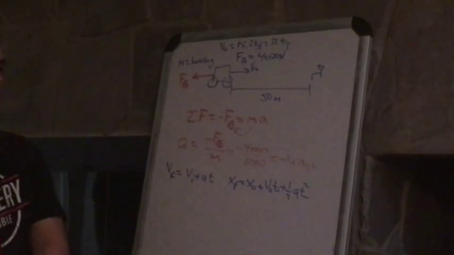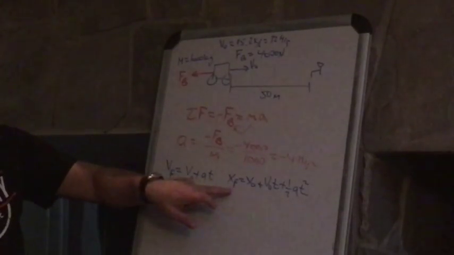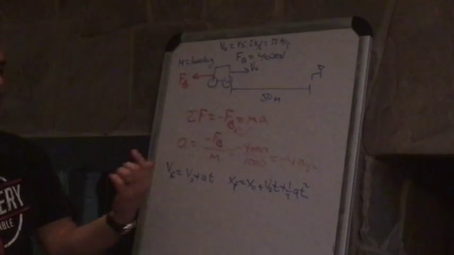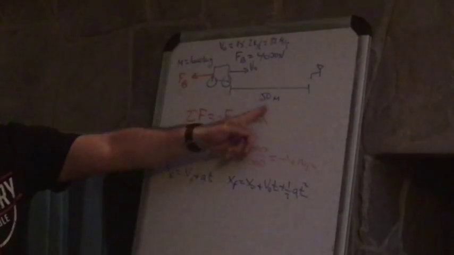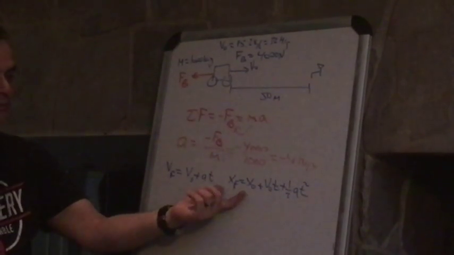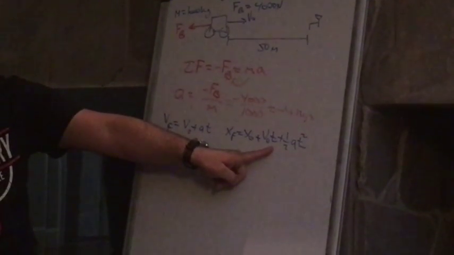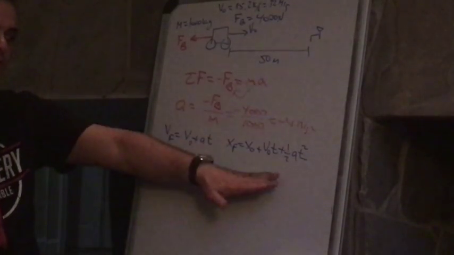The question is asking us for the distance, which is the difference of the two positions. It's basically asking, is he going to hit the deer? So we want to know, are we going to stop within those 50 meters or not? We have the initial speed, but we don't know how long it's going to take to stop, so we don't know the time. We don't know the distance and we don't know the time, so this equation doesn't help us.